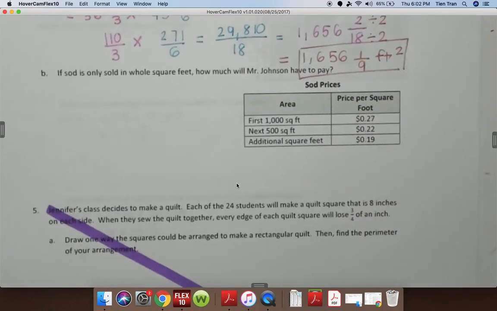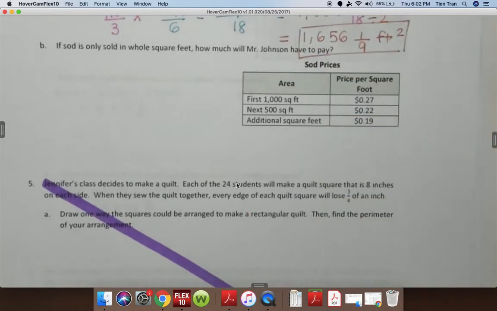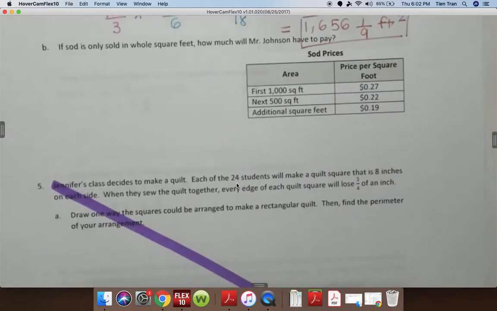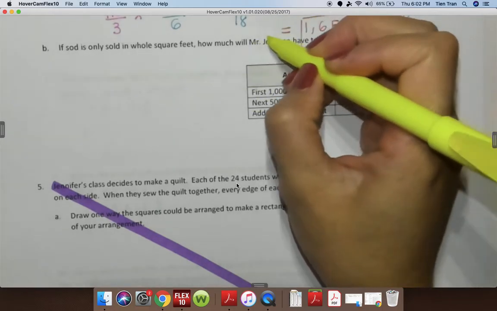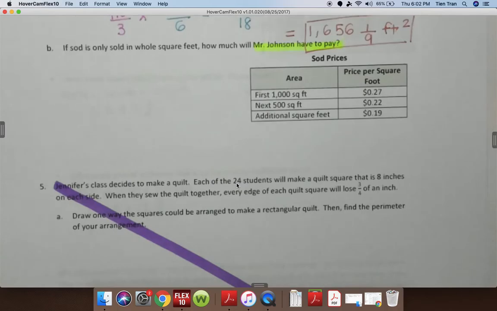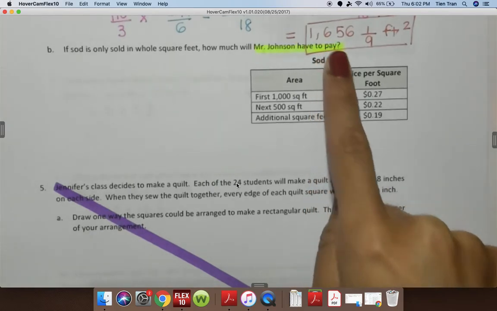Okay, now for problem B. If sod is only sold in whole square feet, how much will Mr. Johnson have to pay? So we're figuring out how much Mr. Johnson has to pay if it can only be calculated by whole square feet. So I know that 1,656 feet is needed in order to solve.